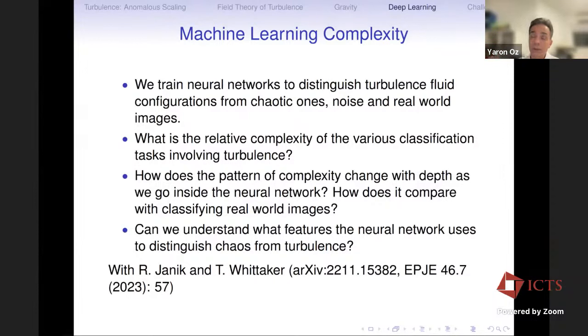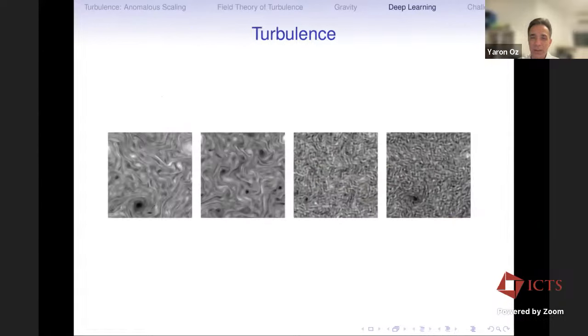Is it easy for it compared, say, to cats and dogs? And if it's easy or difficult, I don't know. At what scales was it looking? Short scales, small scales of this picture, etc. And what actually was the observable that it was using in order to do that? So that was the question we were asking. I'll tell you the upshot of this.